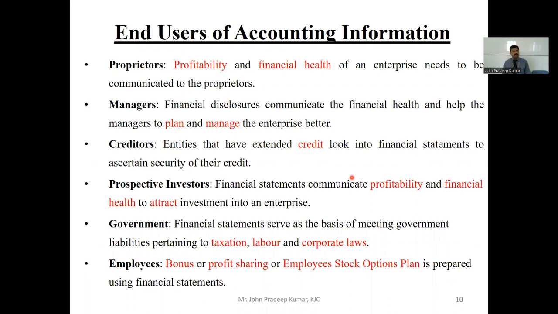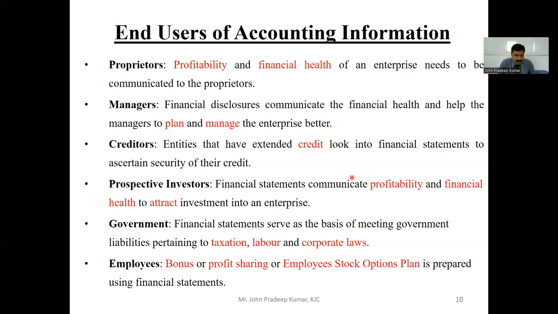So my dear learners, first of all, the user of accounting data will be the proprietor or the owner of the business. He is very much interested to know the profitability of the company, how much profit the company is able to earn through all the operations done in the company, and to find out the financial health of an enterprise, which needs to be communicated to the proprietor. If the company is not doing well, or the company is sick, or the company needs more finance, the proprietor will be pumping more finance into the company.